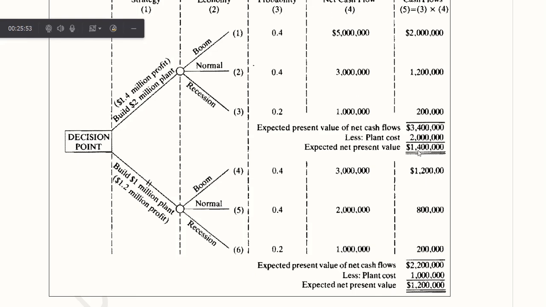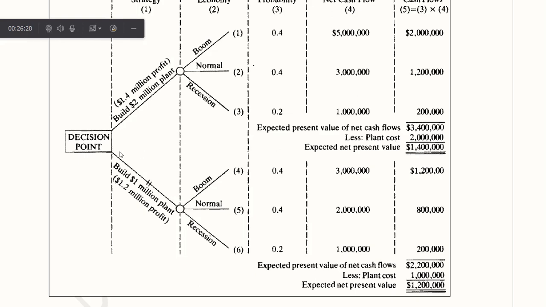So you can see that this project or this plant is more suitable because it is greater, that is 1.4 million as compared to 1.2 million. So even if the cost is greater, that is it is $2 million instead of $1 million, which is actually the half of it, the overall returns are greater in this case.